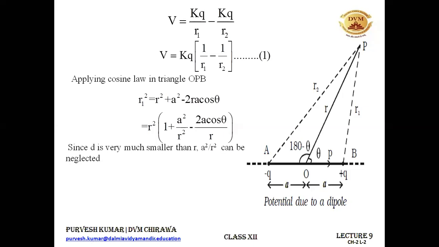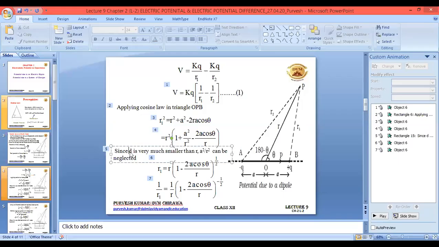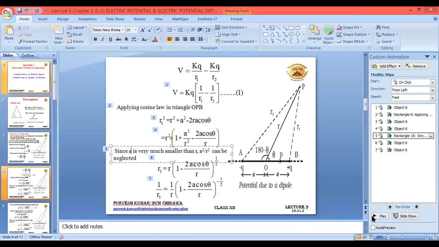Since this A, it should be A, not D. This A is very smaller than R. So please make it A, not D. It has to be A because we have taken the distance in terms of A, not D. Let's make it as A.